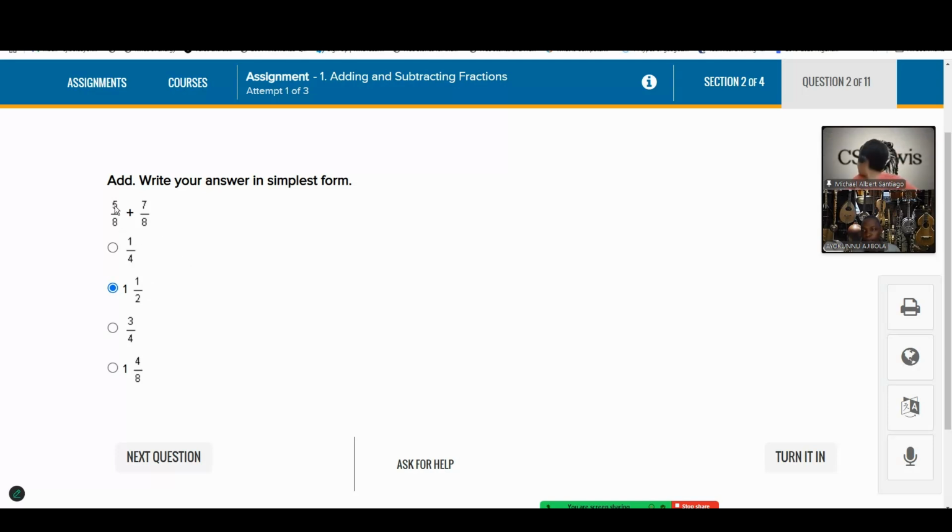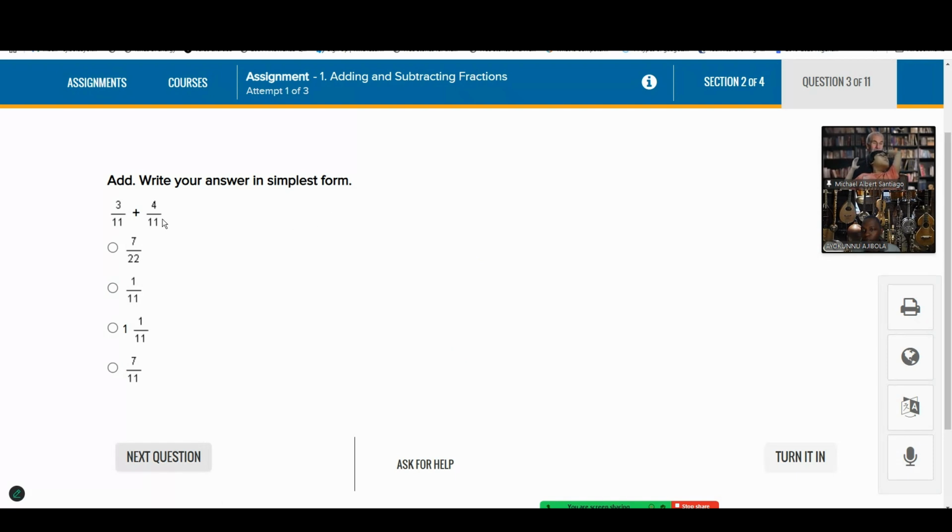Okay. So 5 plus 7 is 12. We got 12 over 8, which is one whole number, 4 over 8. And 4 over 8 is 1 over 2. So the second option is the correct one. Let's go to the next question.